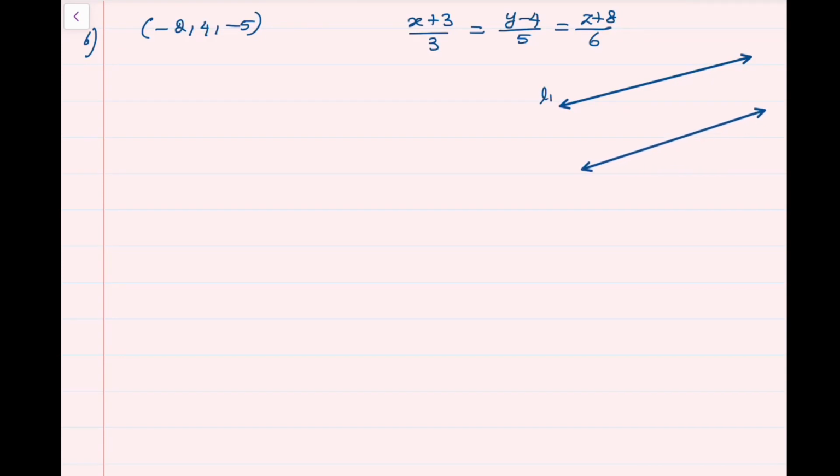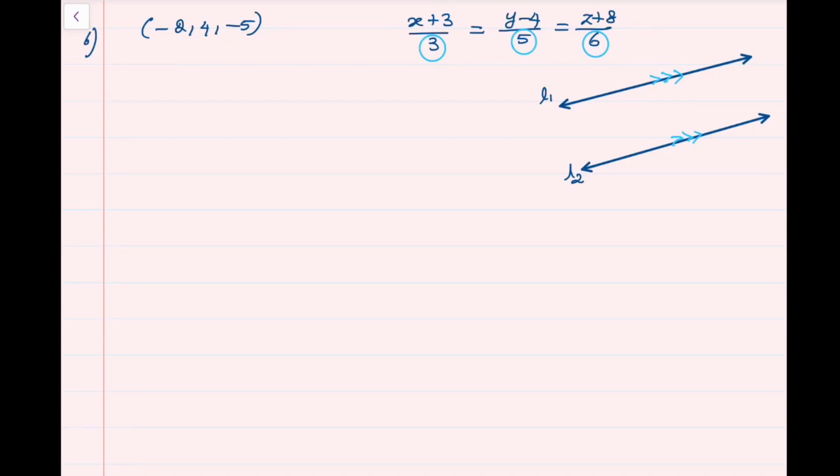Question number 6. Find the Cartesian equation of the line which passes through the point (minus 2, 4, minus 5) and parallel to the line given by (x plus 3) divided by 3 equal to (y minus 4) divided by 5 equal to (z plus 8) divided by 6. Let us consider two parallel lines L1 and L2. If two lines are parallel, we can use the same direction ratios. The direction ratios of the given parallel line are 3, 5 and 6. So, we will use the same direction ratios for the line which we are going to find.